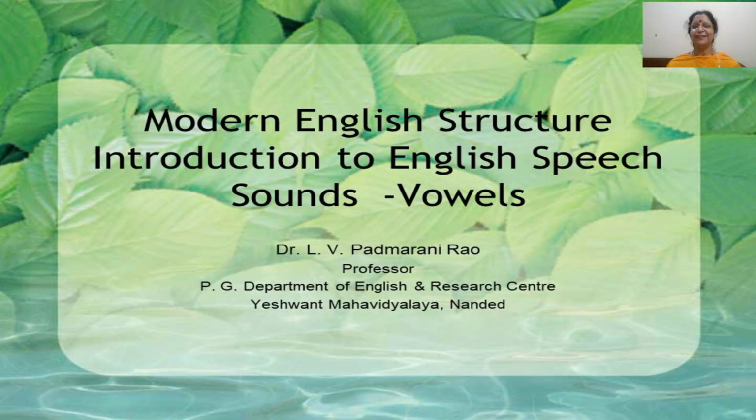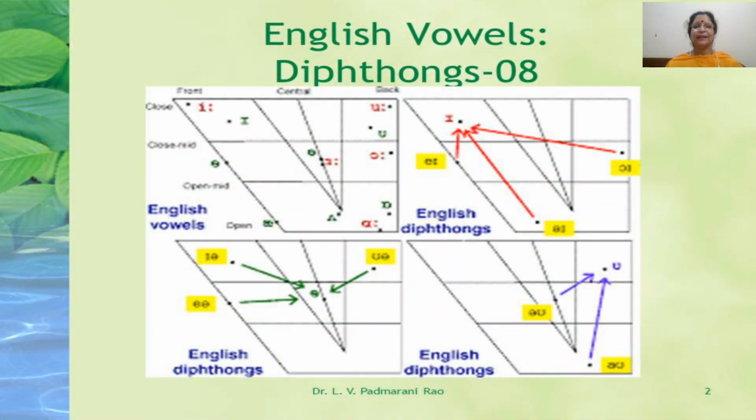Good morning, everybody. Today we are going to talk about the vowel sounds which are related to diphthongs. What are these diphthongs? Diphthongs can be defined as the vowel glides from one monophthong to another. The movement is so fast from one sound to another that we cannot identify two separate sounds, but they are to be caught as a single sound.